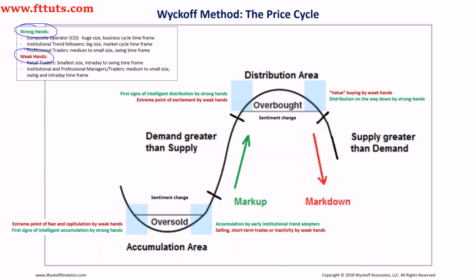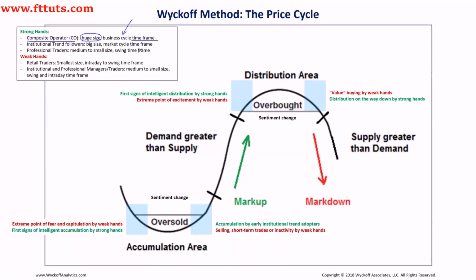I don't want you to think this way. I want you to restructure your thinking here and think not in terms of institutions and public, but in terms of strong hands and weak hands. And then we're going to say that usually strong hands are going to be the composite operator. Composite operator is going to have huge size. And the time frame for the composite operator is always going to be a business cycle and beyond that.